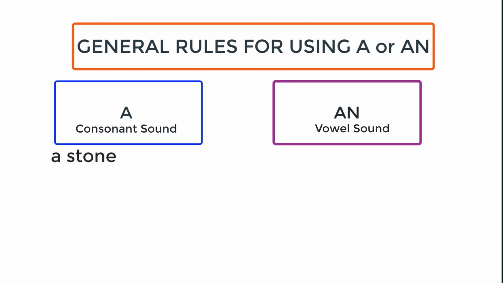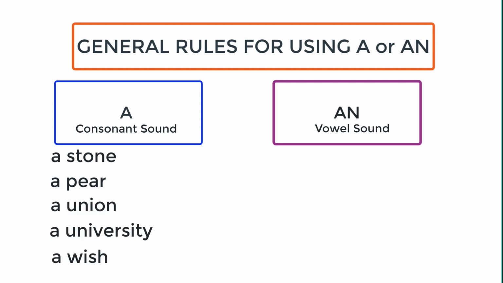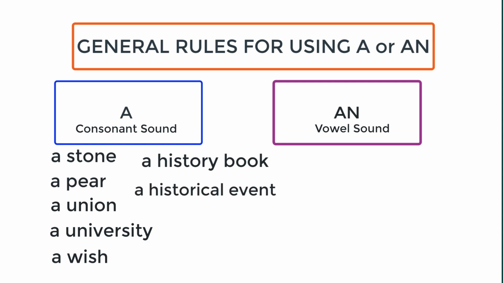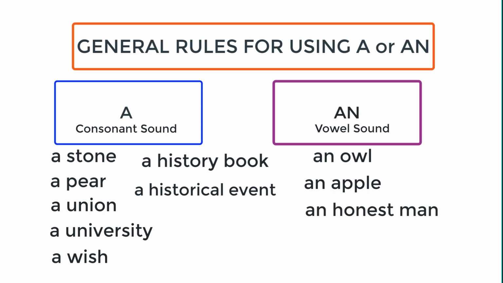A stone, a pear, a union, a university, a wish, a history book, a historical event. An owl, an apple, an honest man. Notice that in honest, the H is silent, so we have a vowel sound, not an H. We do not say a honest.